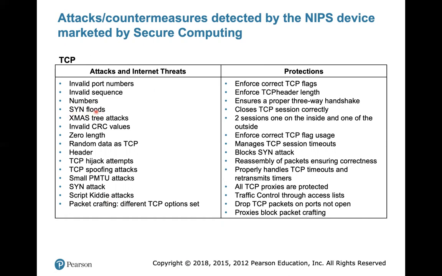For example, the SYN flooding attack. You remember we've talked about SYN flooding and TCP SYN attacks. This is all about TCP connections. If the NIPS detects a SYN flood, it closes the TCP session. It rejects the connection. But we also have other things, for example, an invalid port number, a port number that doesn't match, or an invalid sequence number. In that case, the NIPS enforces or corrects the TCP port number or the sequence number.